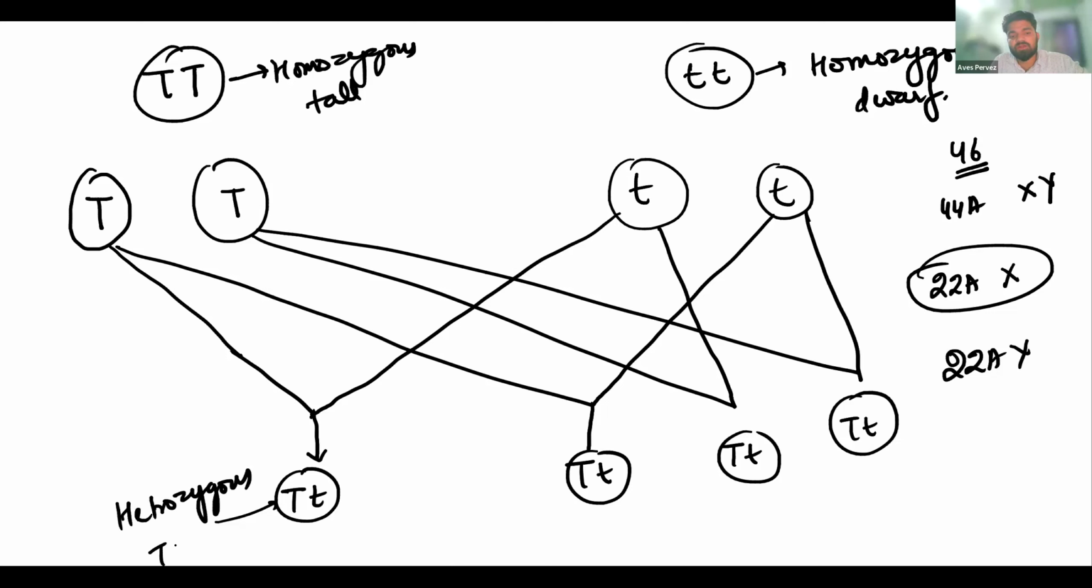Why? Because there is capital T and small t there. So the gene of dwarfness is also here, and they are not the same. That's why it is considered hetero, meaning different. Hetero means different. Are you getting my point?